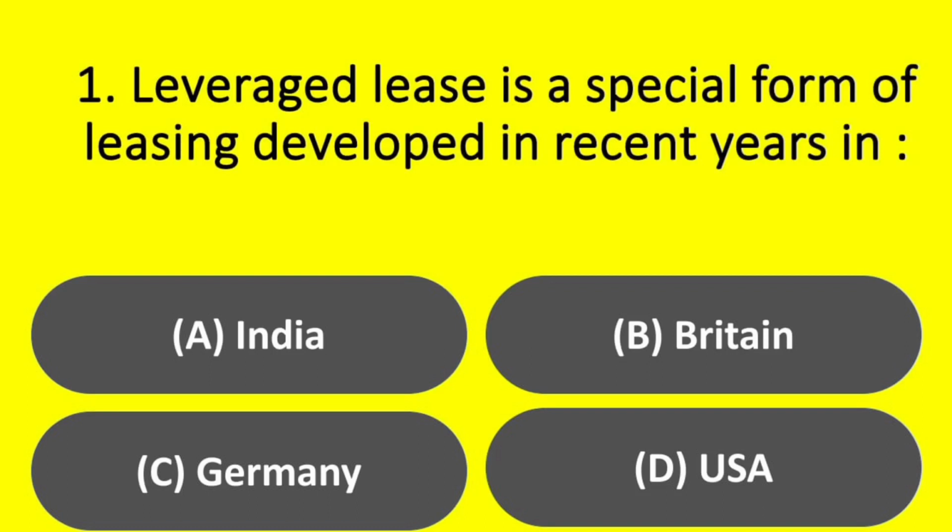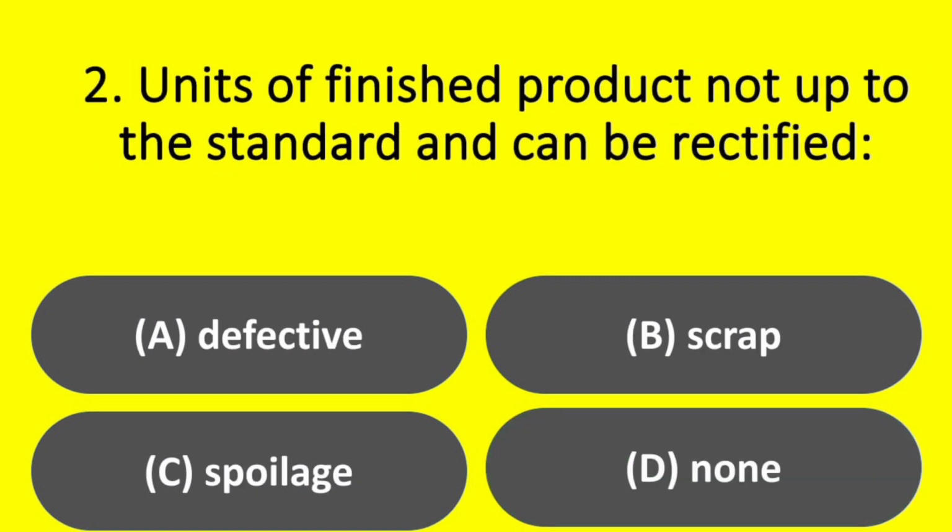Question. Leveraged lease is a special form of leasing developed in recent years in: option A, India; option B, Britain; option C, Germany; option D, USA. Answer: option D, USA.